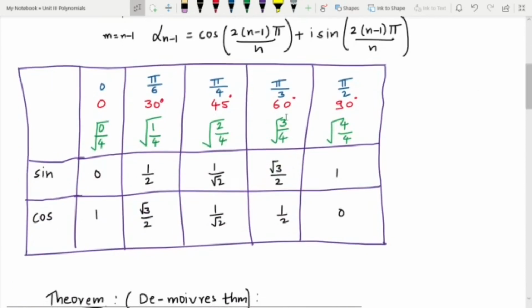Now this is our trigonometric table, which will be essential for finding the nth roots of unity. You already know this table, but for simplicity I have written everything here. These are 0, 30, 45, 60, 90 degrees, and these values in radians are 0 radian, π by 6 radian, π by 4 radian, π by 3, and at last π by 2.